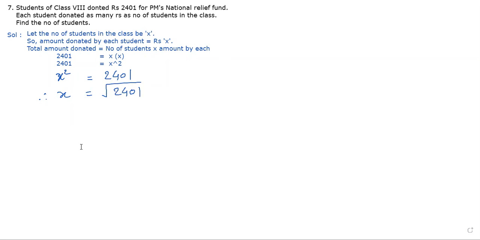And how are we going to find out? By factorizing, or repeated subtraction. Repeated subtraction or prime factorization also we can do. Prime factorization is easy. Yes, sir. Let's prime factorize 2401. Start prime factorizing 2401, all of you.